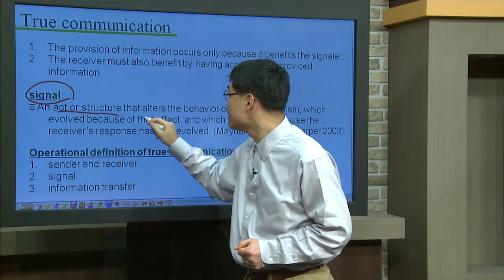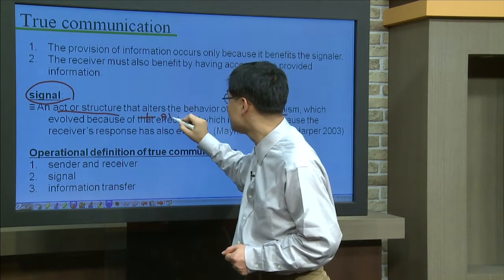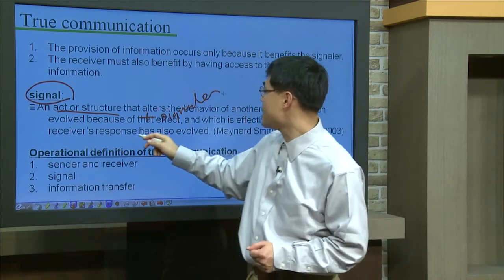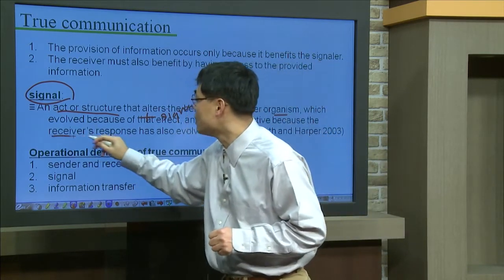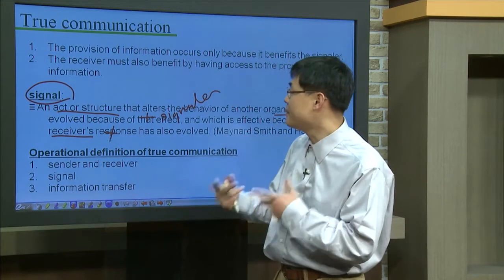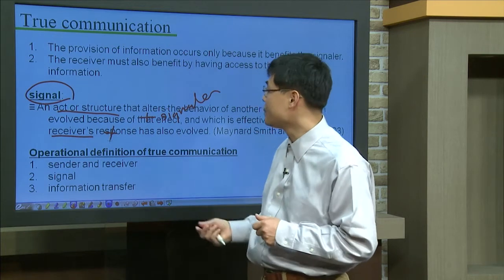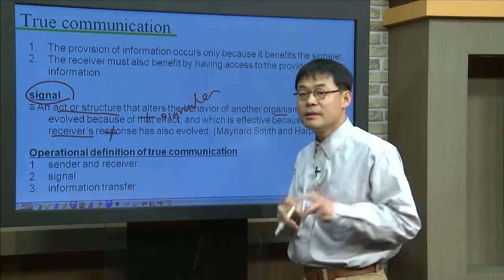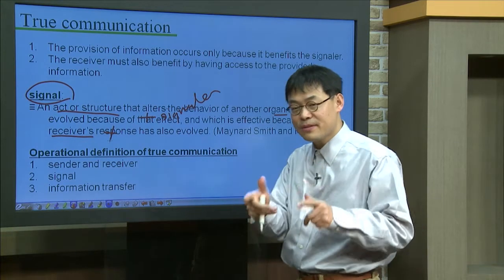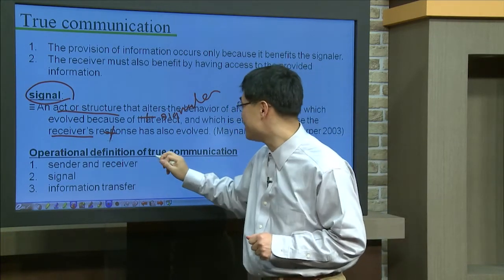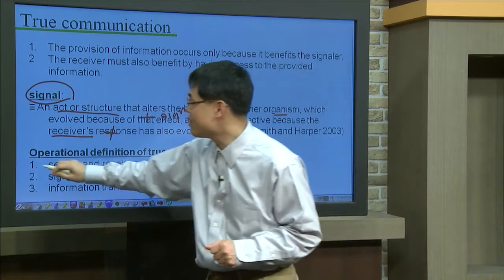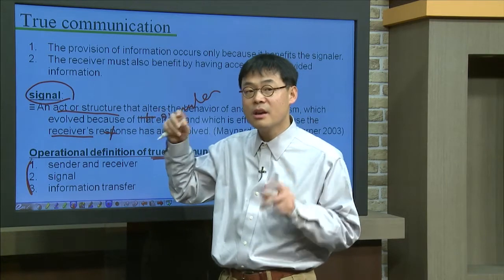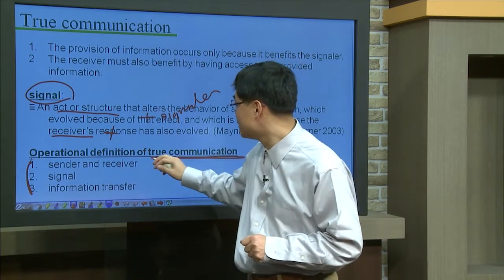What that means is the increase of fitness from the side of the signaler, and it is effective because the receiver's response has also evolved. What that means is that the receivers also experience an increase of fitness. So you have the increase of fitness in both signaler and receiver, and that's true communication, and the signal is mediating between these two. Now I can give you the real definition of communication, the operational definition of true communication. It again has three components. Don't be confused with the earlier definition, which is communication in the broadest sense. This is true communication.